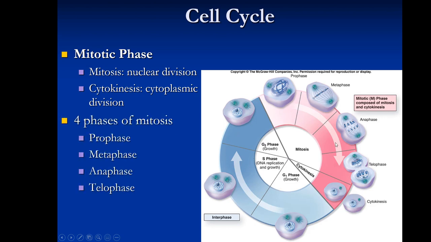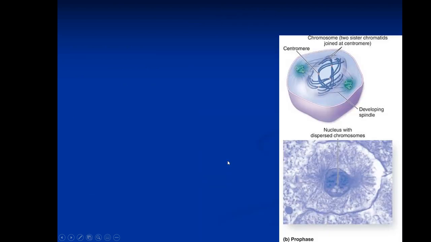And then the four phases of mitosis we'll spend some time on: prophase, metaphase, anaphase, telophase. We'll go through those in some detail, but this basically describes the process by which the cell actually divides. So splitting of the nucleus and then splitting of the cytoplasm.